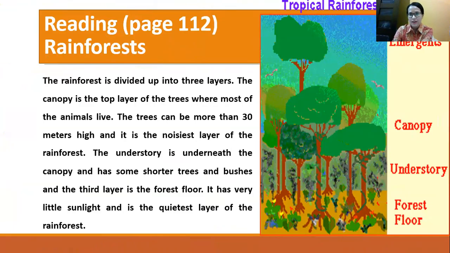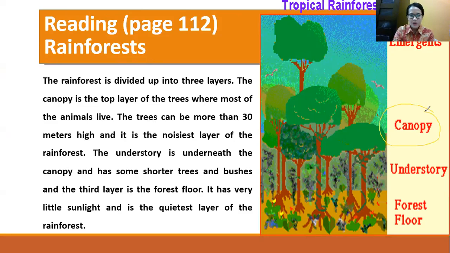Okay, next paragraph. You can see here the tropical rainforest strata, or maybe you can also say it's the layers of the rainforest. Okay, let's check it out. The rainforest is divided up into three layers. The canopy is the top of the trees. This is the canopy, the top layer of the trees where most of the animals live. The trees can be more than 30 meters high, and it is the noisiest layer of the rainforest.